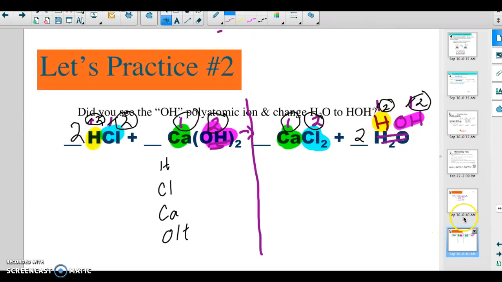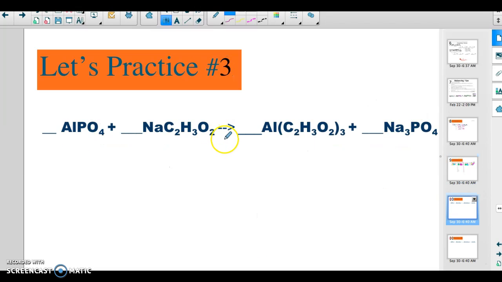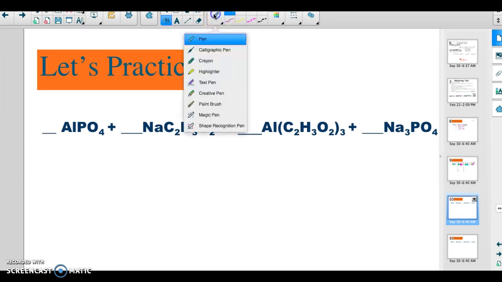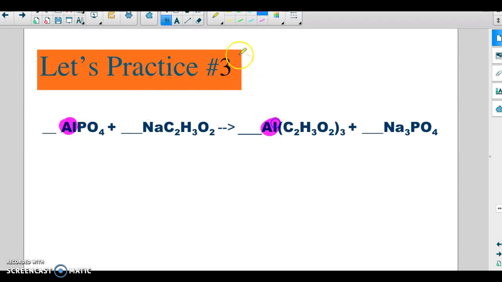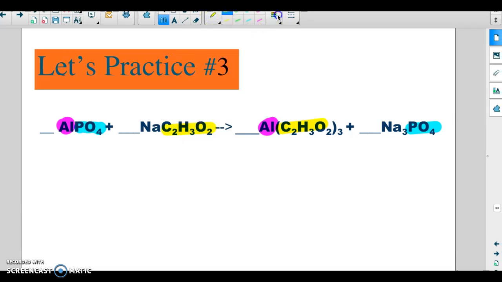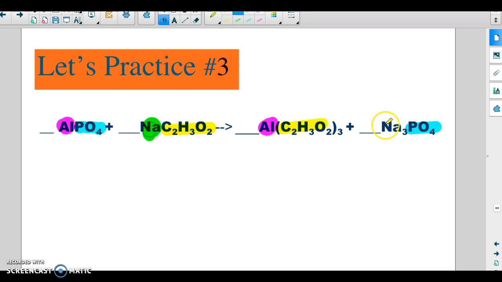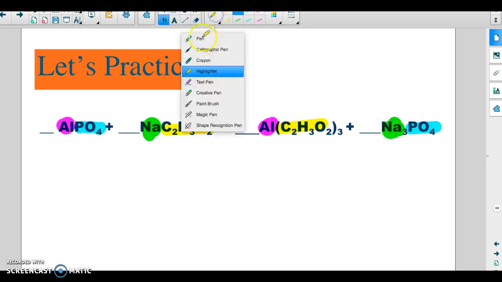Let me show you another. I have to scroll. Okay, so here's another one. I'm gonna again highlight just to help you to see the polys. So we have aluminum and we have phosphate. So this is one where we're using a polyatomic ion. And we also have acetate, another poly. And then we have, let's see, I'll pick a different color, like let's do green. We have sodium.